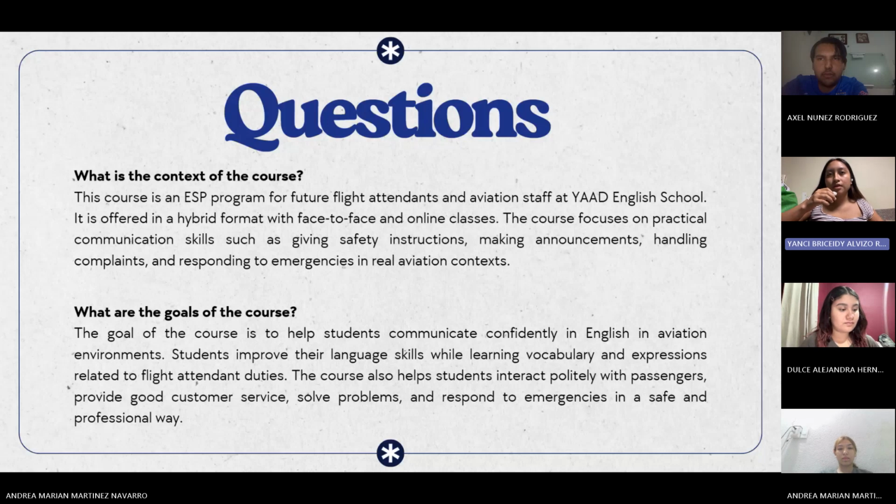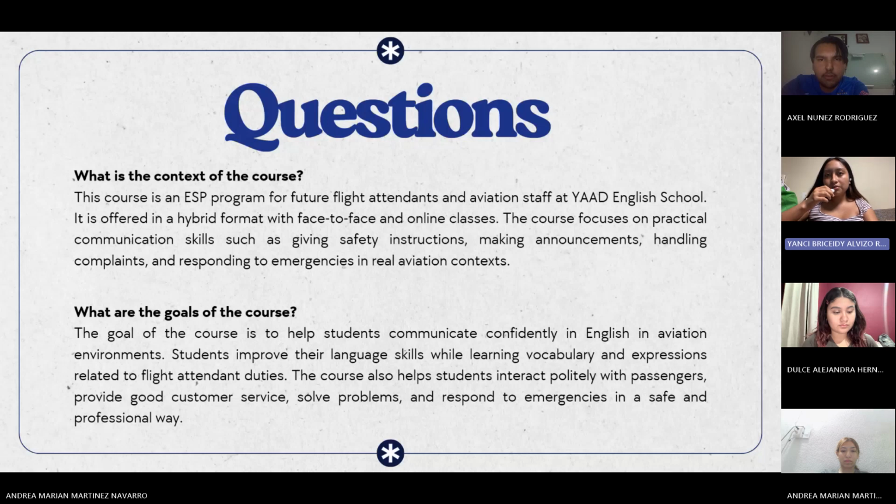So now the questions. The first question is, what is the context of the course? This course is an ESP program for future flight attendants and aviation staff, and the course focuses on practical communication skills such as giving safety instructions, making announcements, handling complaints, and responding to emergencies in real aviation contexts.